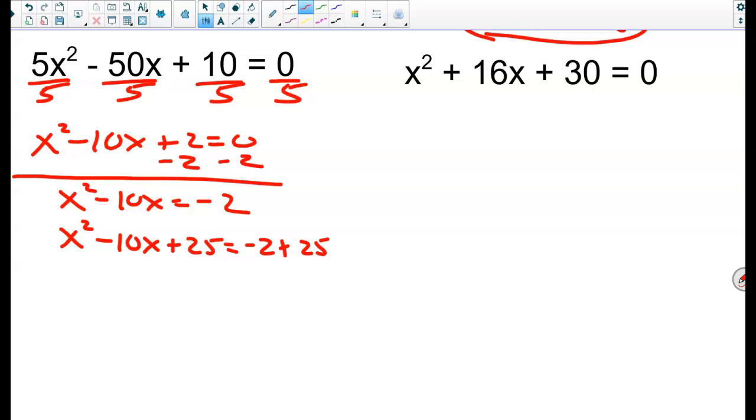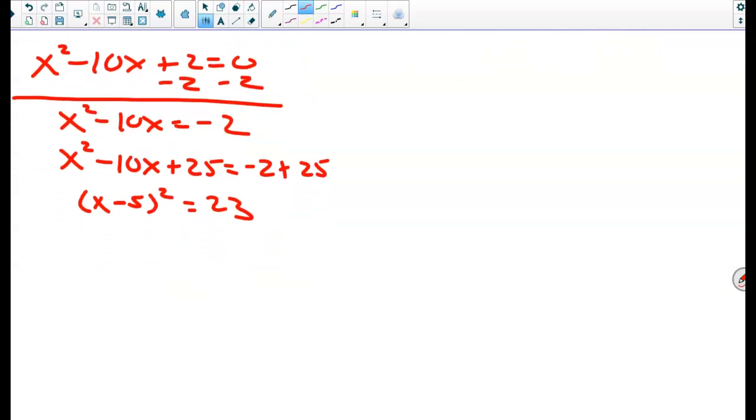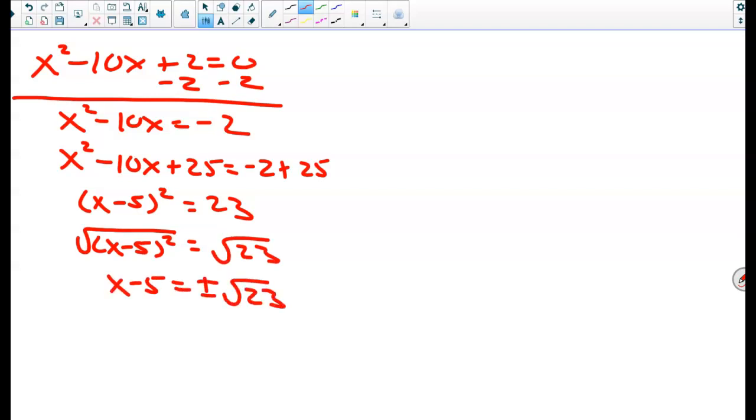We factor what's here. (x - 5)^2 = 23. I'm going to take the square root of both sides. That's how I get rid of the square. So x - 5 = plus or minus root 23. If you can't simplify the radical, leave it. And trust me, leaving it is easier. Add 5 to both sides, my answer is 5 plus or minus root 23.